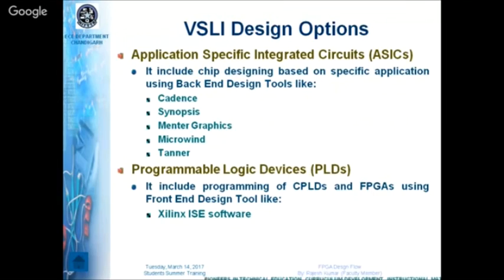Then the second part is programmable logic devices. Programmable logic devices available these days are CPLDs and FPGAs. CPLD stands for complex programmable logic device, and FPGA stands for field programmable gate array. If you design an ASIC, you are basically creating your own chip. If we are using a PLD, then we are programming an existing chip. That existing chip can be a CPLD or it can be an FPGA. Now you have to program your chip according to your requirement, according to your design specifications.